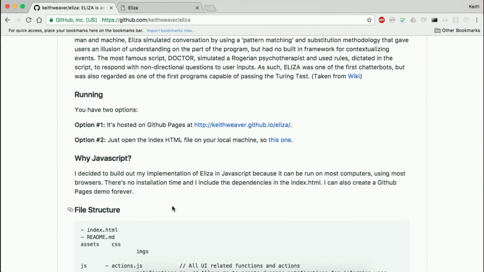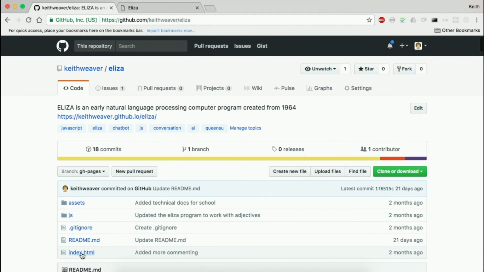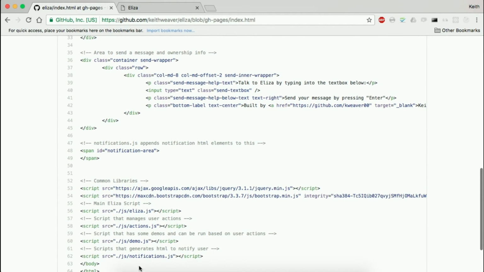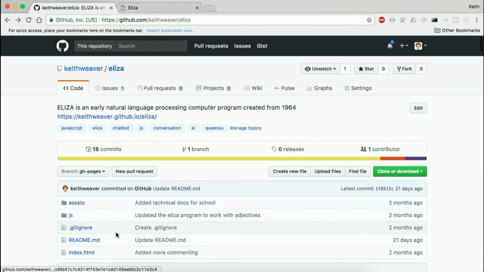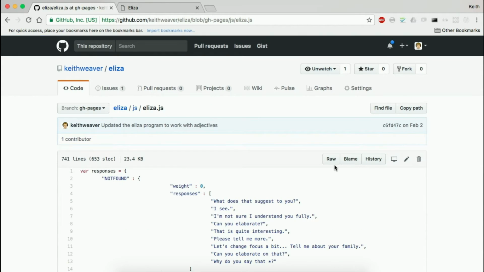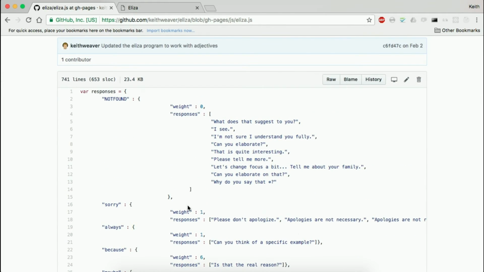I picked JavaScript just because it could be used in any language, which is huge. And I didn't really want to lose marks for not being able to run it. And so all the code exists in this index file, where it links back, but everything exists in Eliza.javascript.js. Now, as you can see, these are all responses. Everything's weighted.